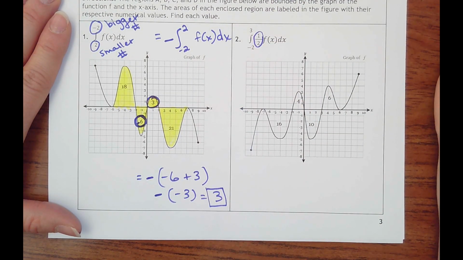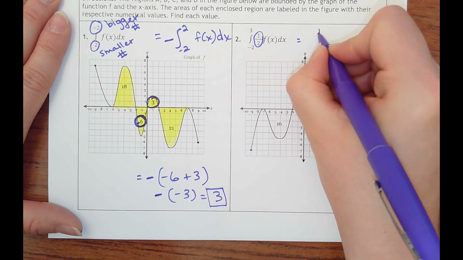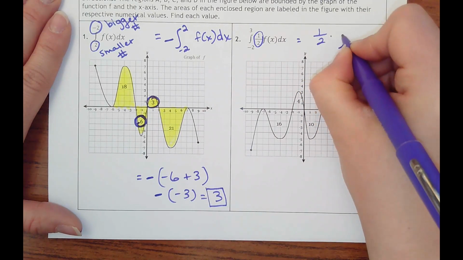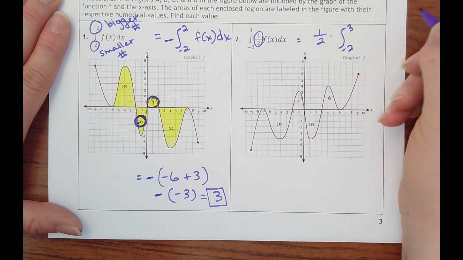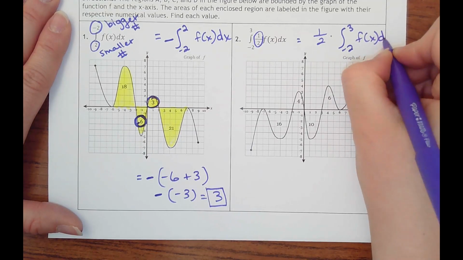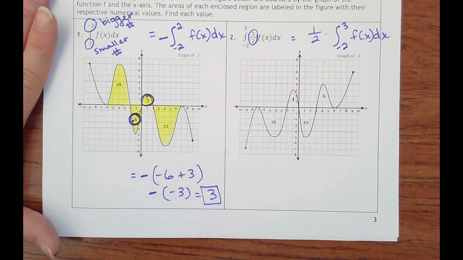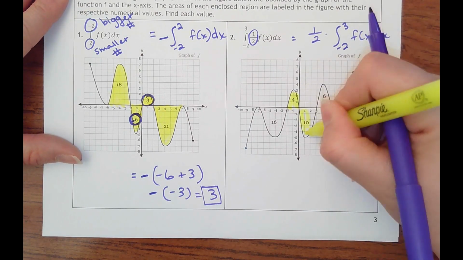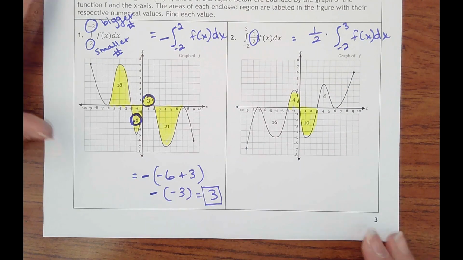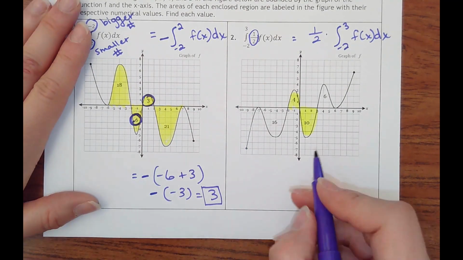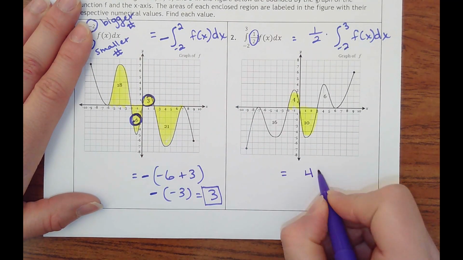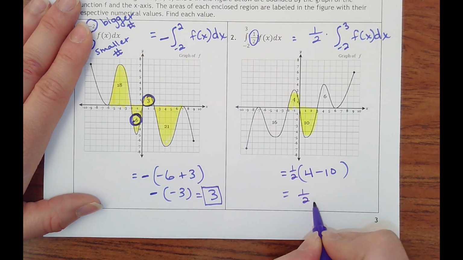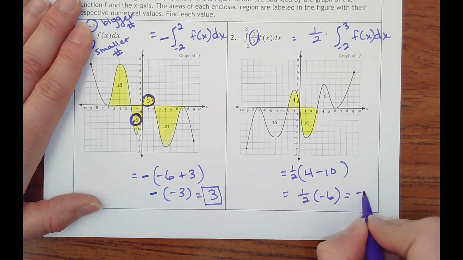All right, number 2 is having a number times the function. What you can do is take that multiple, that number, out in front, and say it's going to be 1/2 times the integral from -2 to 3 of f of x dx. And so if we're going from -2 to 3, we're going to need this area of 4 and this one of 10, which will be negative. So we would have 4 minus 10, but then I'm going to take half of that. So that would be half of -6, which is -3.